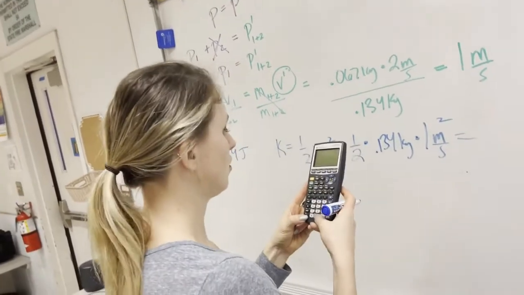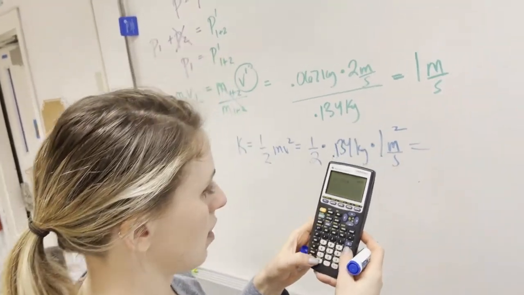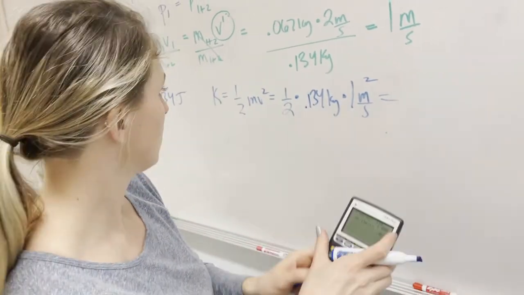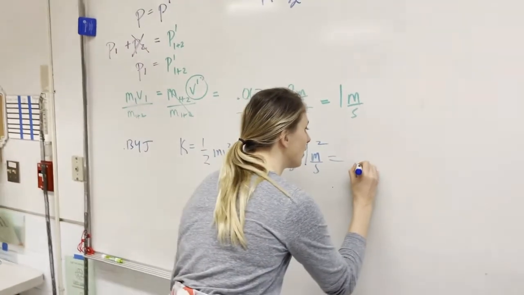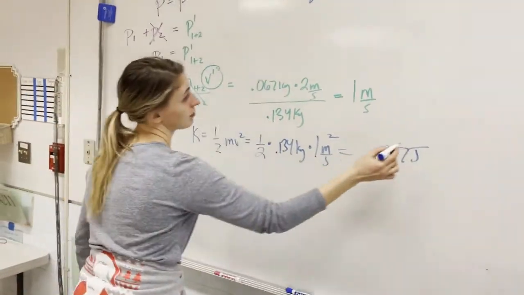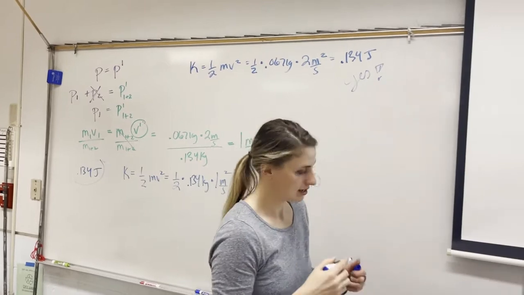Well, yeah. 0.5 times 0.134 times 1 squared, and we get 0.067. 0.067, just as you predicted. So now the question: is this an elastic collision? Well, before we had this, after we had something different, so the answer is no, it's not. That is not an elastic collision.